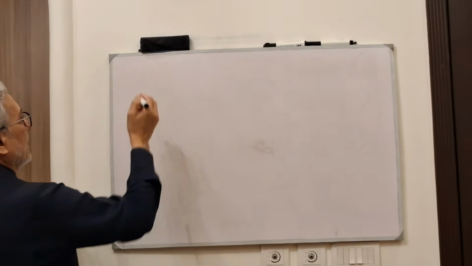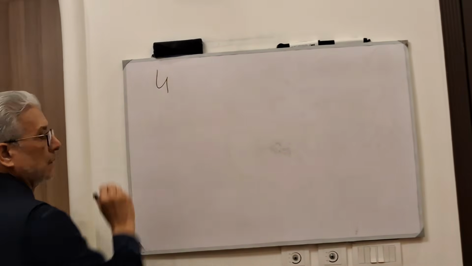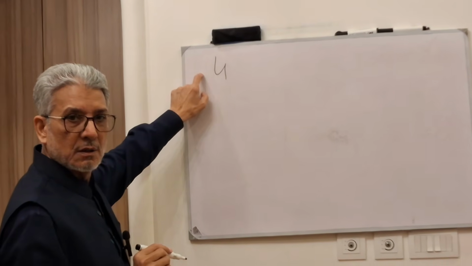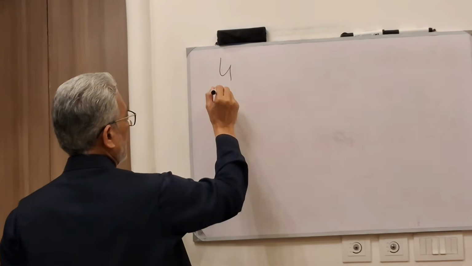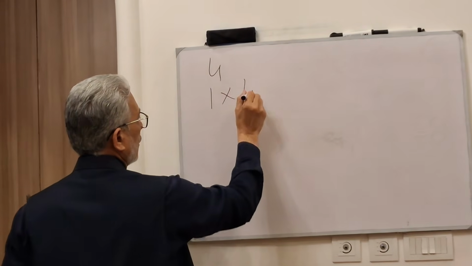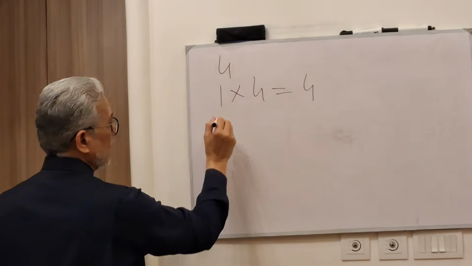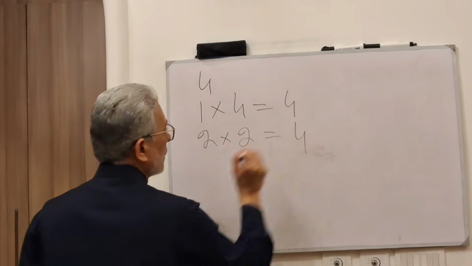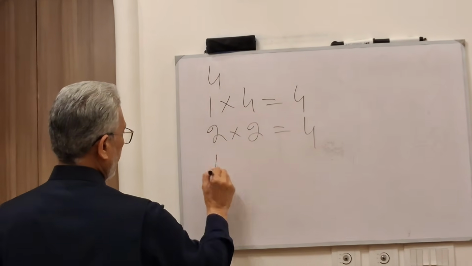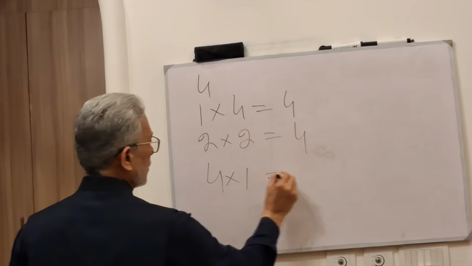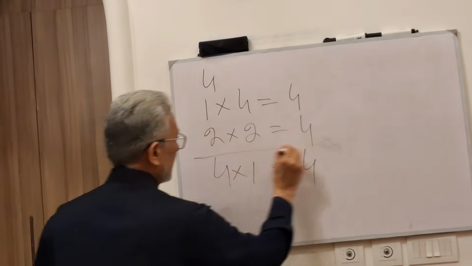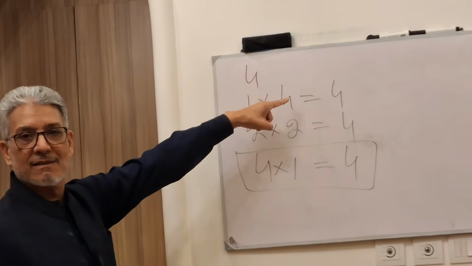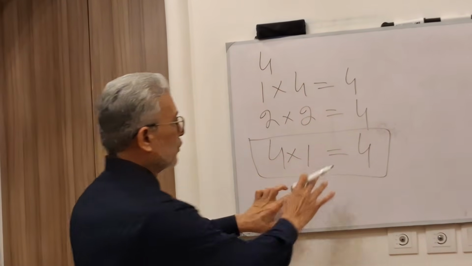you take any number, 4. What are the factors of 4? 1 into 4 is equal to 4. 2 into 2 is equal to 4. And then 4 into 1 is equal to 4. But you have to stop here. You don't have to include it, because 4 into 1 is already there. Stop.